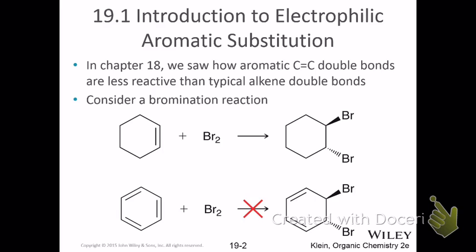So just some ideas. Bromination reaction, you should know this, right? Anti-addition to a double bond of Br2. This is the product that you get over here. It works pretty good actually. If you do the same thing with benzene, nothing happens.